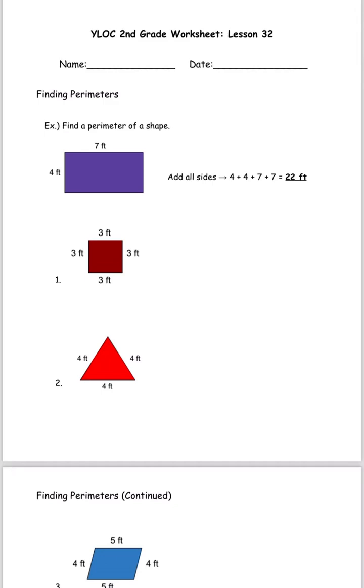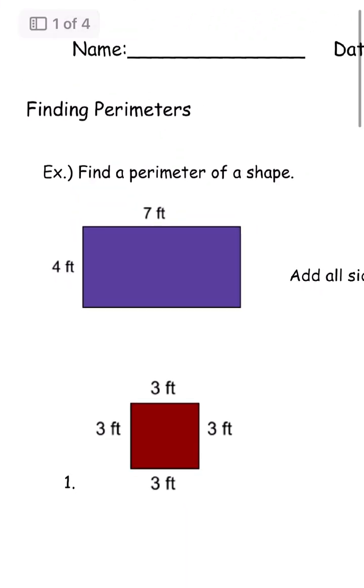Hello, today we're going to work on lesson 32 for the second grade worksheet. And then we're going to first work on finding perimeters. Okay, so let's look at an example. So it says find a perimeter of a shape.